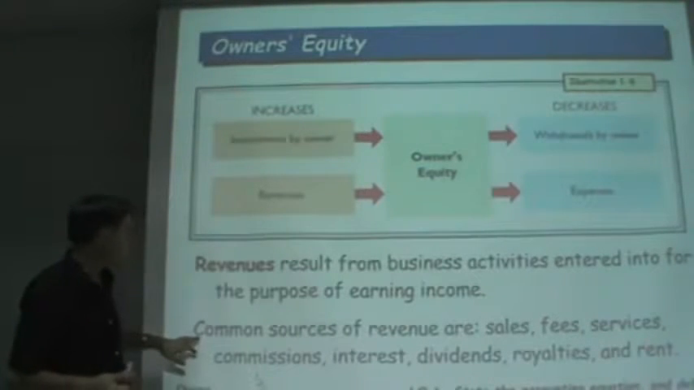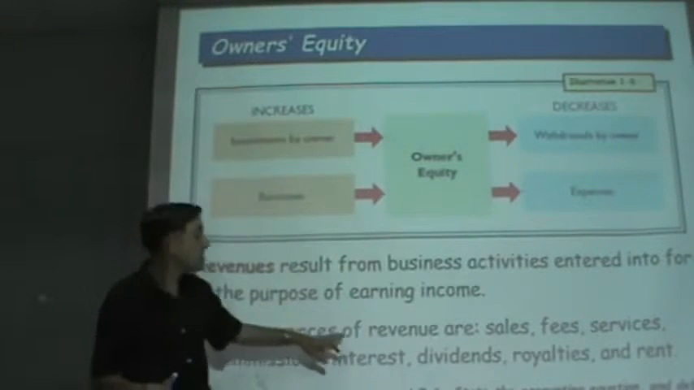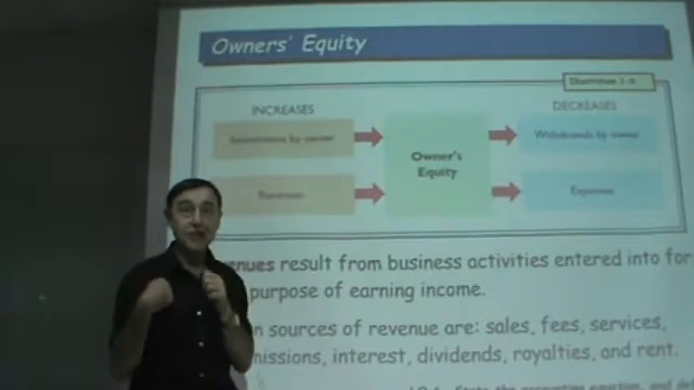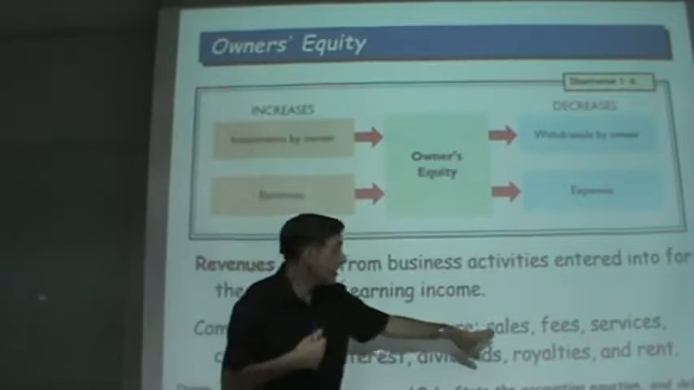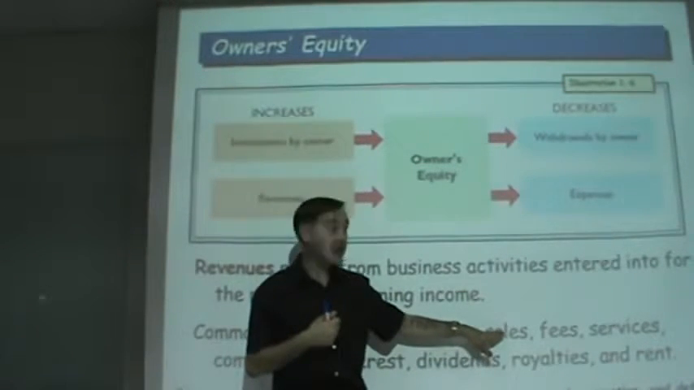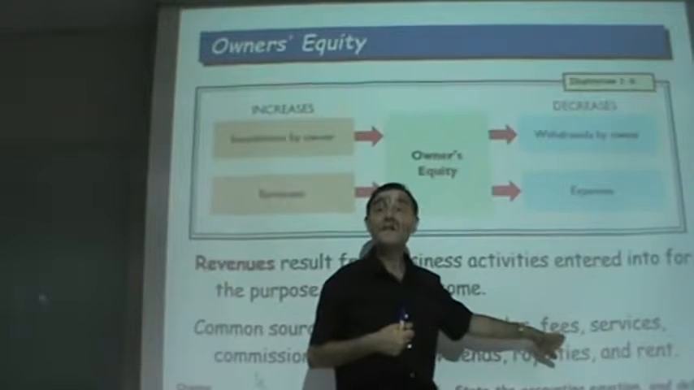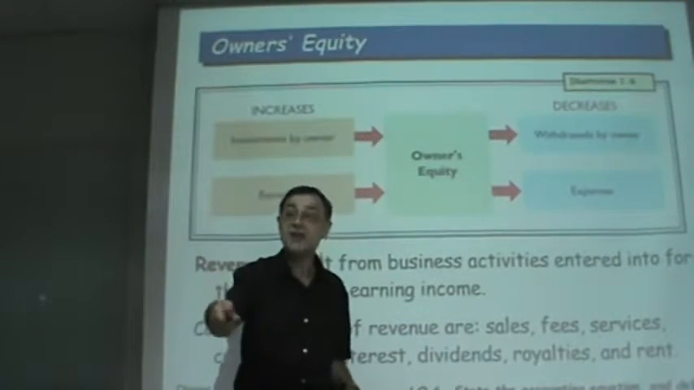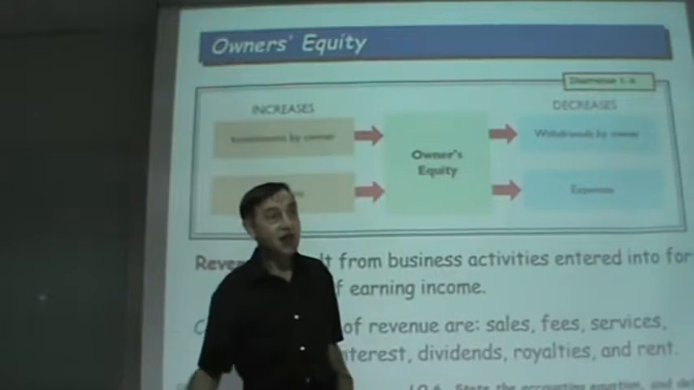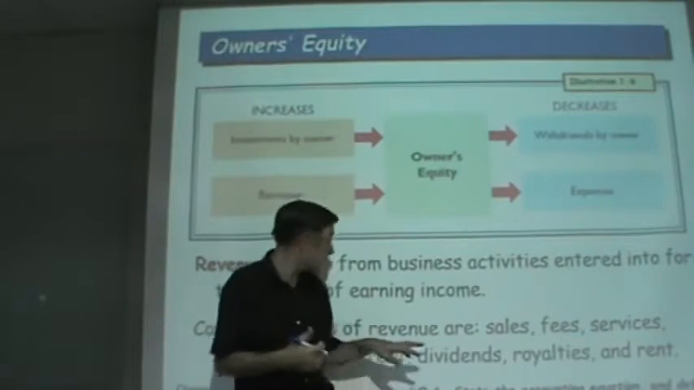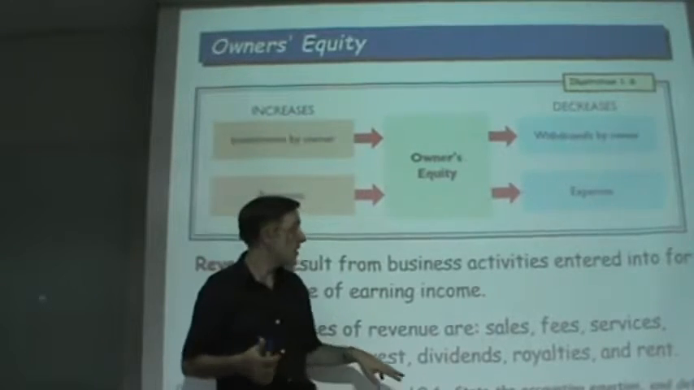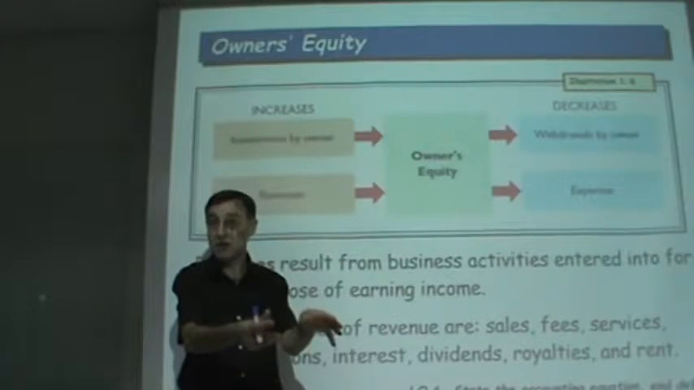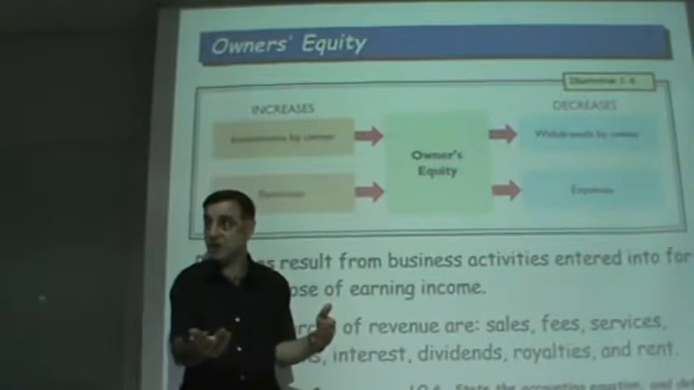Okay, so let's mention common sources of revenues. I already mentioned money received for a good or service. We call this sales. We also have fees. You guys pay tuition and fees. So tuition is also a type of revenue. Services, for example, a massage service. That's a type of service.